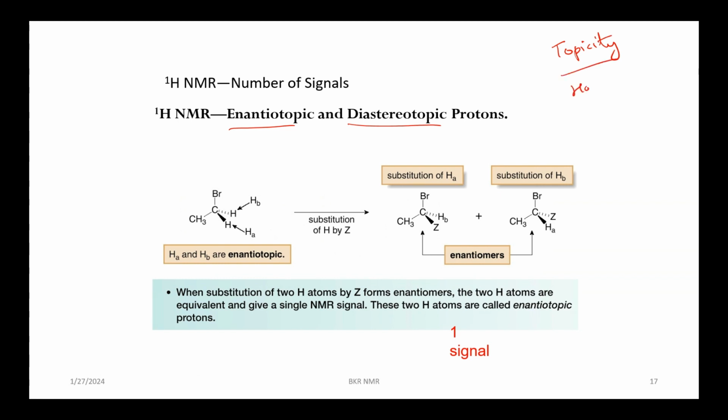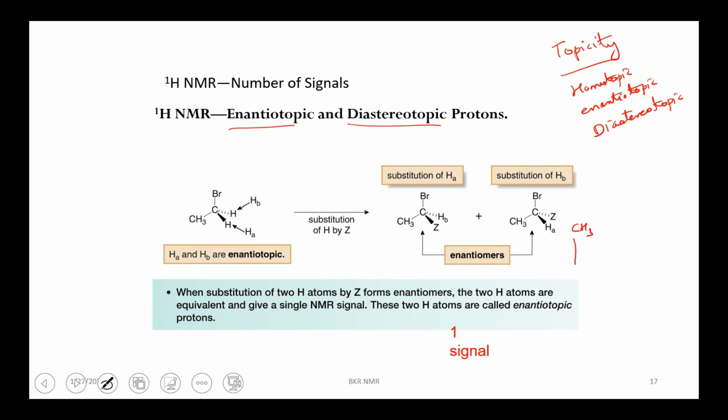So we have three categories. We have something known as homotopic, enantiotopic, and diastereotopic. Now, how to easily arrive at them? A simple method is exchange of ligands, or substitution of ligands one by one. So now I'll try to explain this concept with a very simple method.